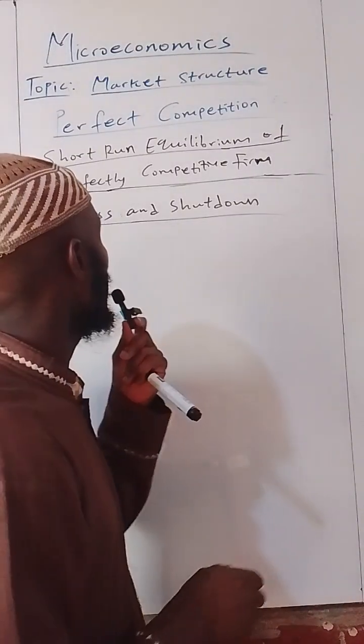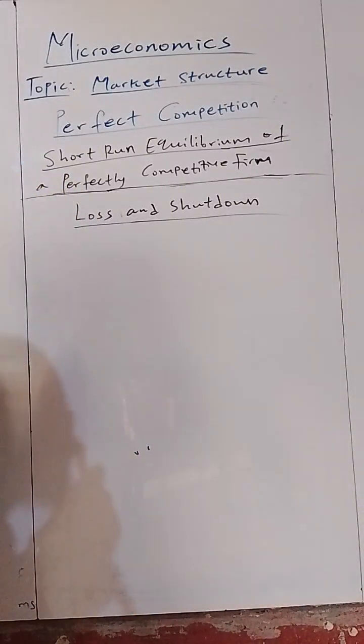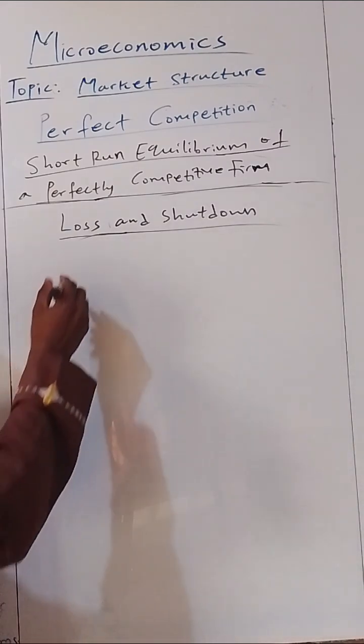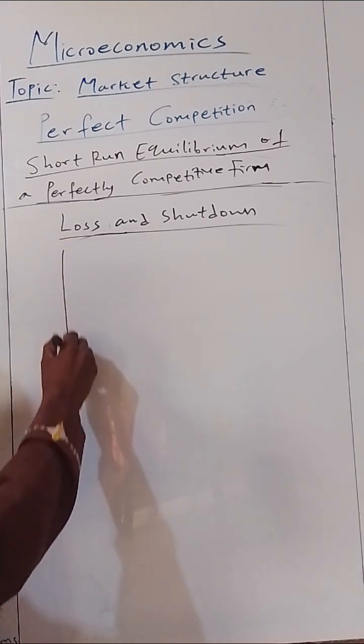Back to microeconomics class. We are still on market structure. Class, we'll be discussing the short-run equilibrium of a perfectly competitive firm, a situation whereby the firm is making a loss and the firm will shut down because of this loss. Okay, let's draw the diagram to represent that.